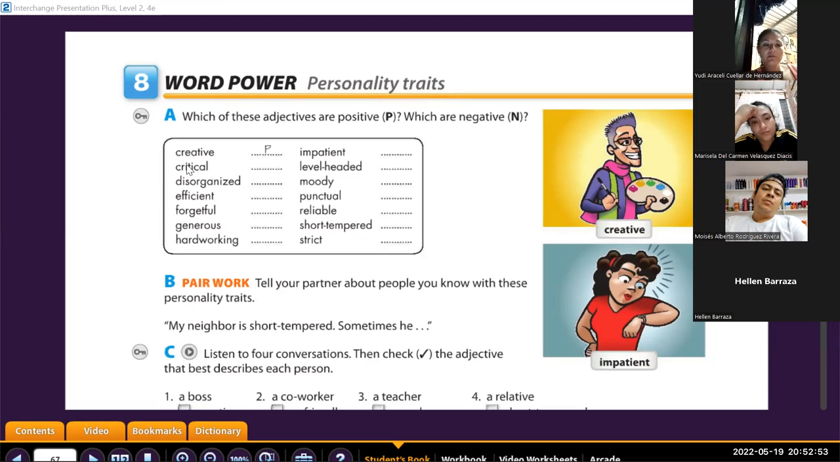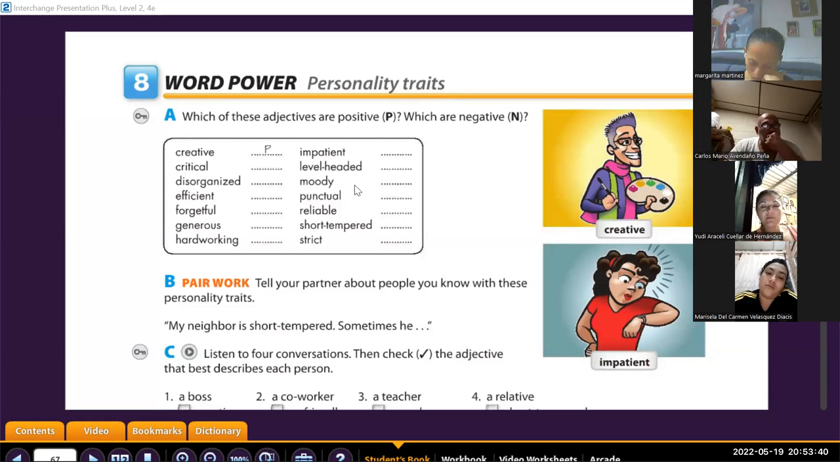So let's see. We have this list. Some are positive and some of them are negative. Let's see if we are good with the vocabulary. The first one we have is creative, critical, disorganized, efficient, forgetful, generous, hardworking, impatient, level-headed, moody, punctual, reliable, short-tempered, and strict. Is there any new word for you? Yes. I don't know what is the meaning of reliable.